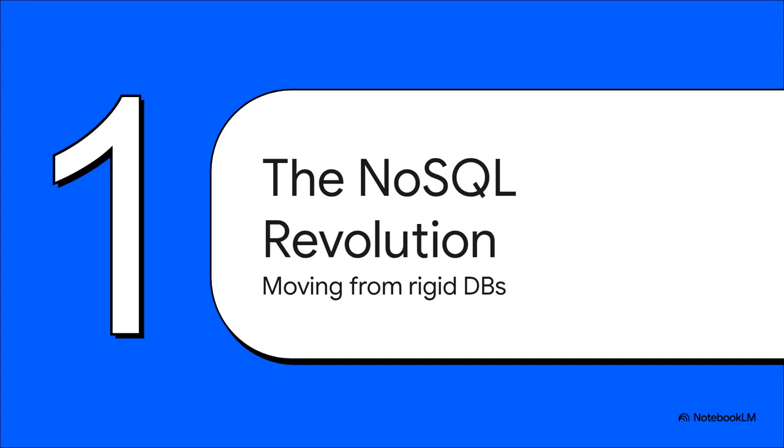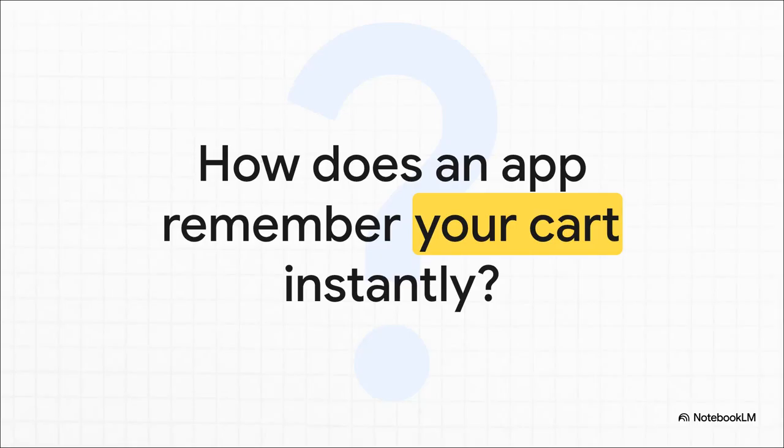So Part 1, the NoSQL revolution, moving away from rigid databases. Let me ask you something. Have you ever wondered how your favorite e-commerce app remembers your shopping cart literally instantly? Even during a massive holiday sale, right, with millions of people clicking around globally, your cart just doesn't freeze. How exactly does the app pull off that split-second retrieval without crashing the whole system?